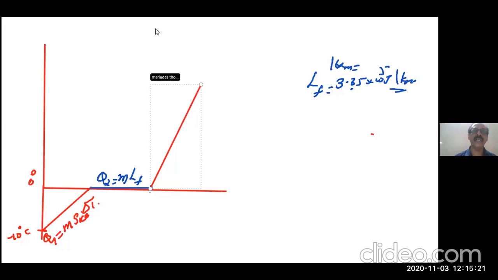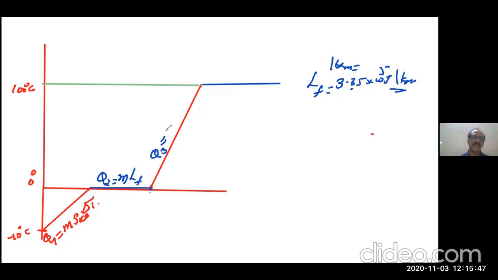After reaching 100 degrees Celsius, the kinetic energy again stops increasing, but here again a change of state comes. See, again a change of state. This time, this is Q3.